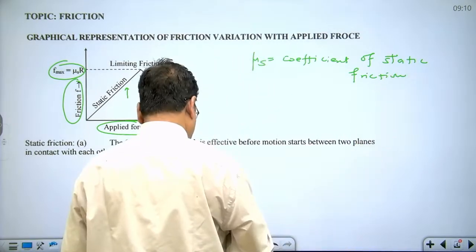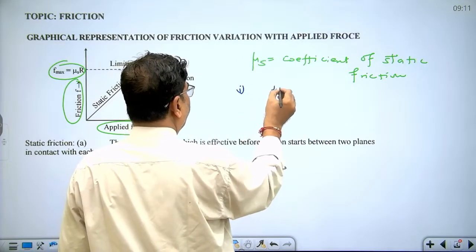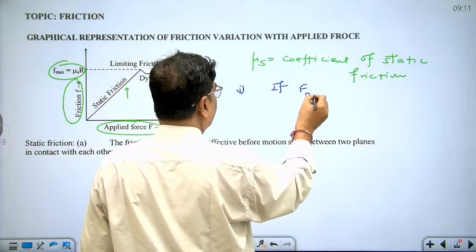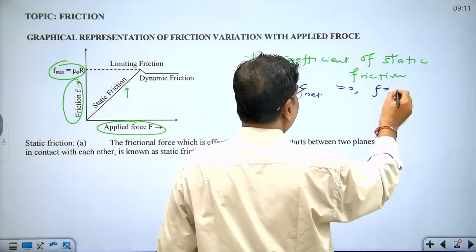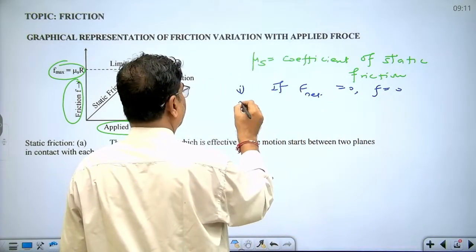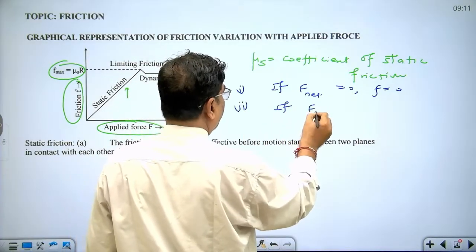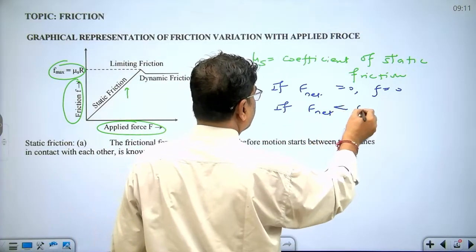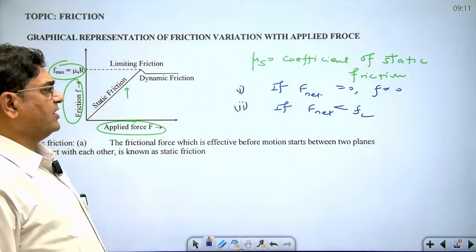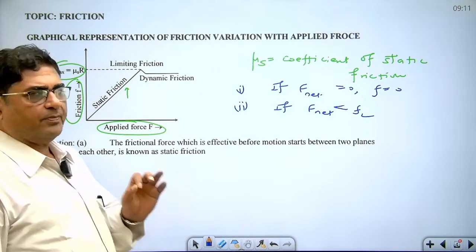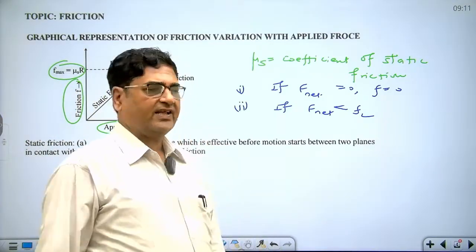So what we have seen, if net applied force is 0, then static frictional force will also be 0. If net applied force is less than limiting frictional force, then the body does not make relative motion with the contact surface. And frictional force is static in nature, okay?